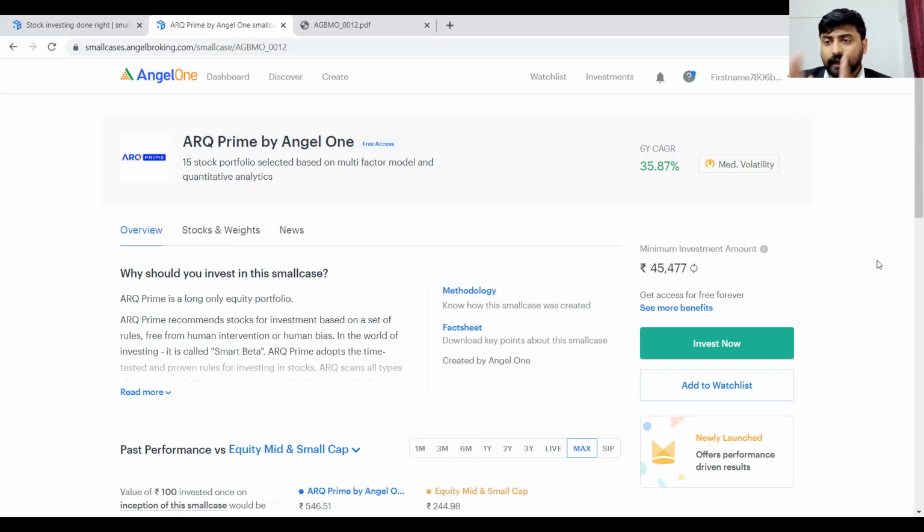They're going to come directly into your own trading and demat account. So you will be the owner of these particular stocks. Now let us try to understand how to invest in it.